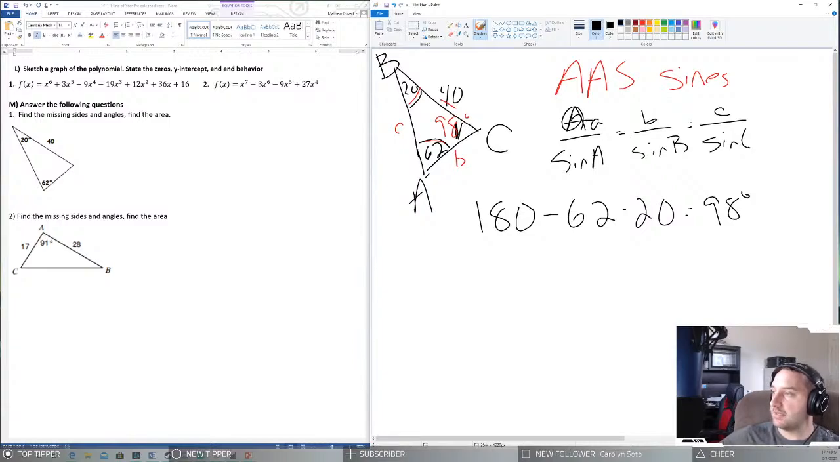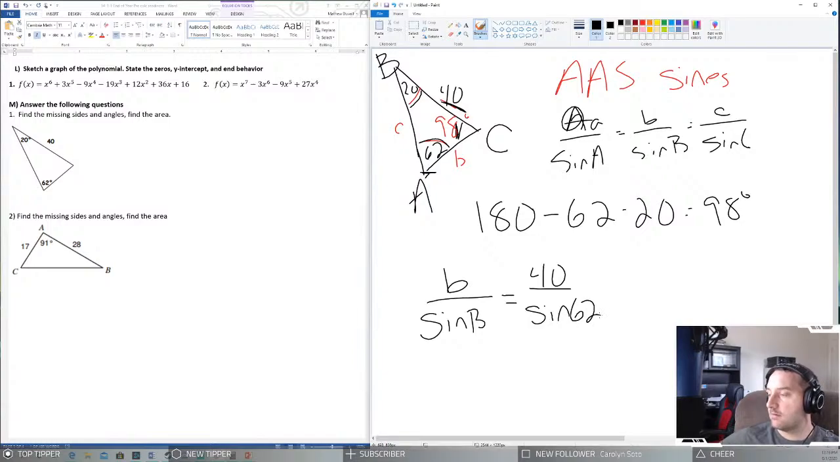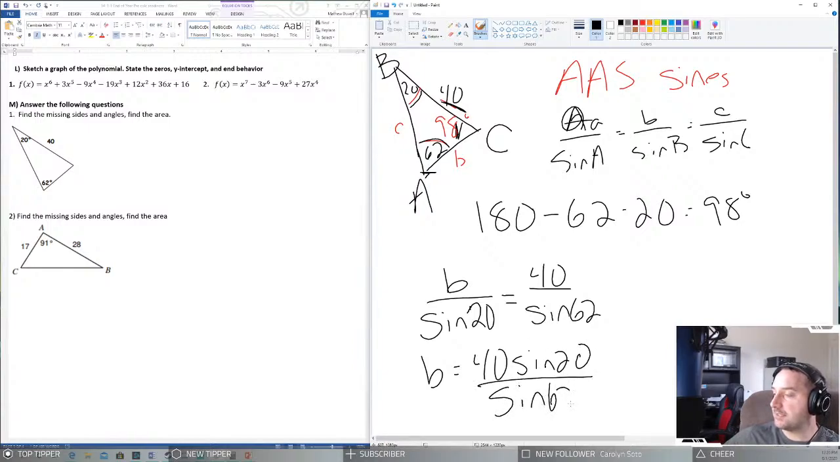So to find B, I can say B over sine B equals, and I have my A ratios. So I have side A and angle A, so then I can say A over sine A. Now my angle B, I should have written it in. Okay, so my sine B is actually going to be 20. To get B by itself, multiply both sides by sine 20, and so you get B equals 40 sine 20 over sine 62.